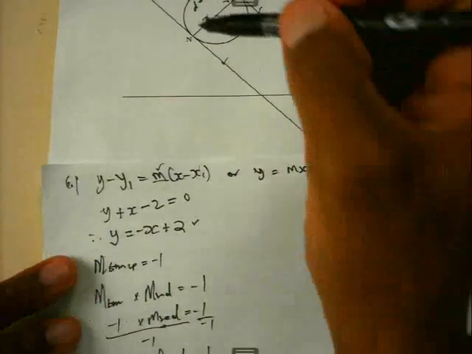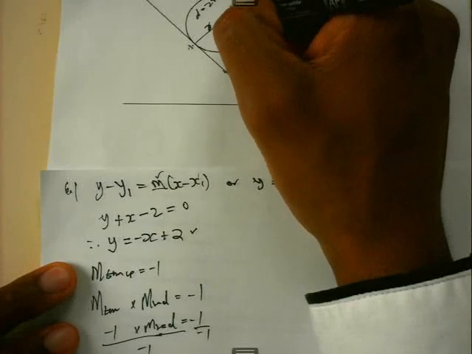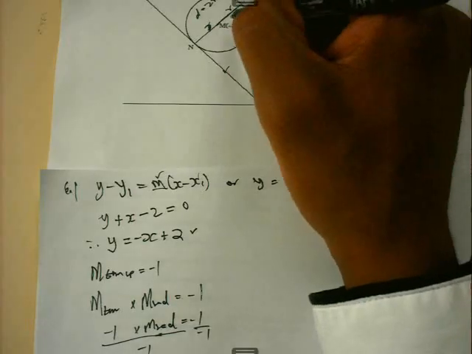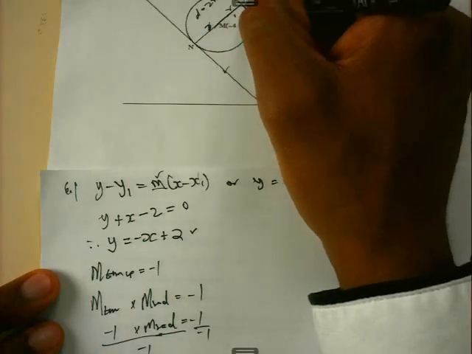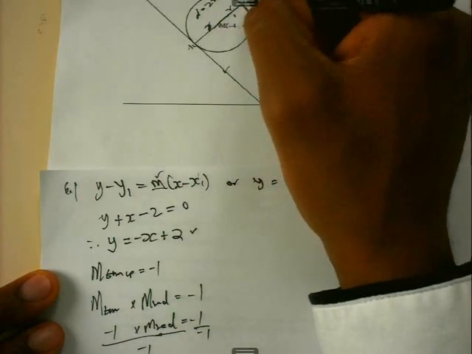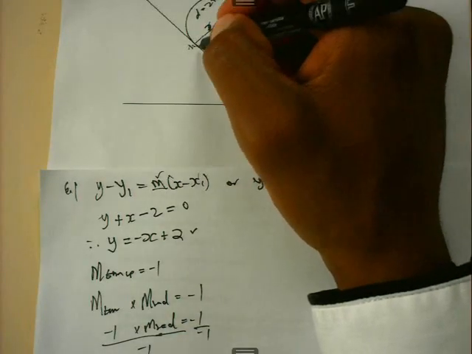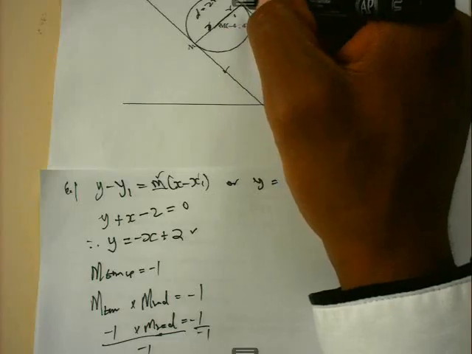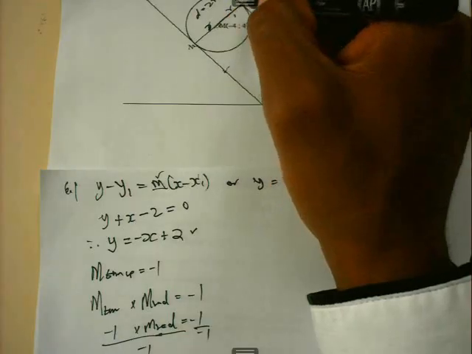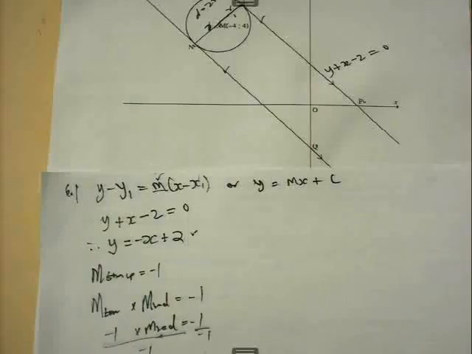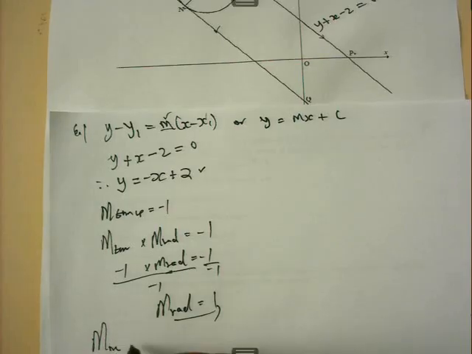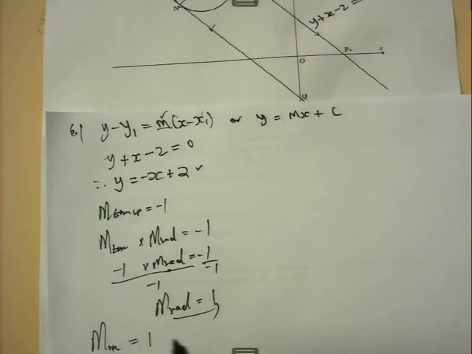Right, now we know that the gradient of this line here is a positive 1. Of course, if this is a diameter, we can say L, M, and N are on the same line. It means these points are collinear. If these points are collinear, then the gradient of LM is equals to the gradient of MN, or the gradient of LM is equals to the gradient of LN. Therefore, the gradient of NL is equals to +1.